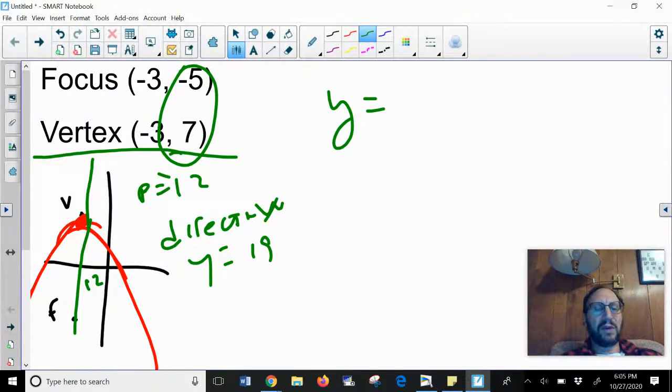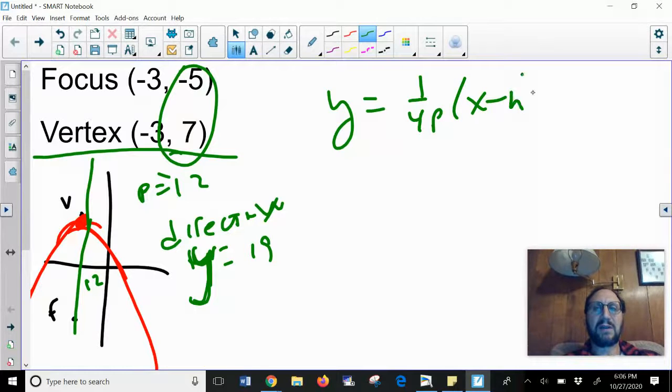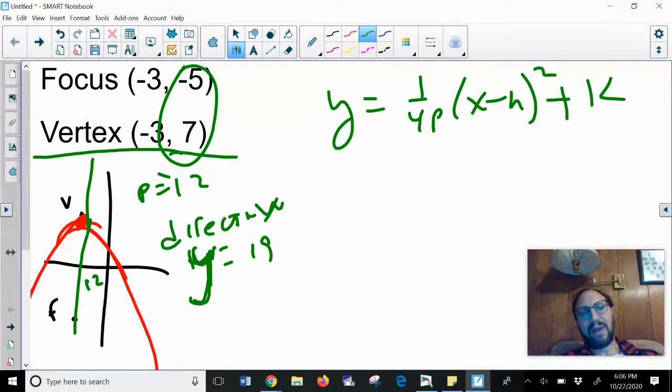I know this equation starts with y equals because it's a vertical one. It also matches the directrix every single time. The directrix starts with a y because it's a horizontal line, and the equation of the parabola is going to be going down, so it's going to start with a y also. So y equals 1 over 4p times (x minus h) quantity squared plus k, where I have all this information. I have the h, k because I know the vertex, and I know the p-value is -12.